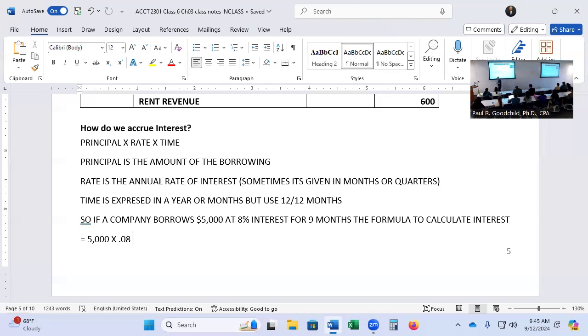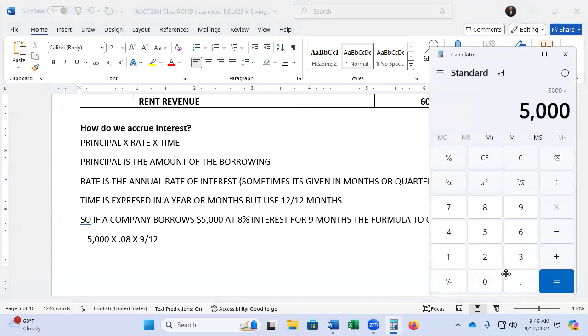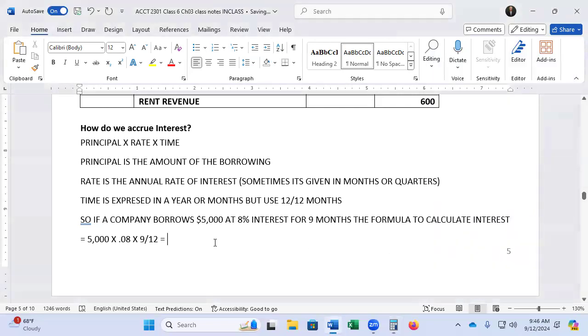Just a reminder. And now for time, we're multiplying it, and in this case, they've given us months, but we have to divide by 12 because the interest rate is given to us for a full year. Make some quick calculations: 5,000 times 0.08. If you're using a simple calculator, just multiply by 9 and then divide by 12. So the interest due in 9 months would be $300.